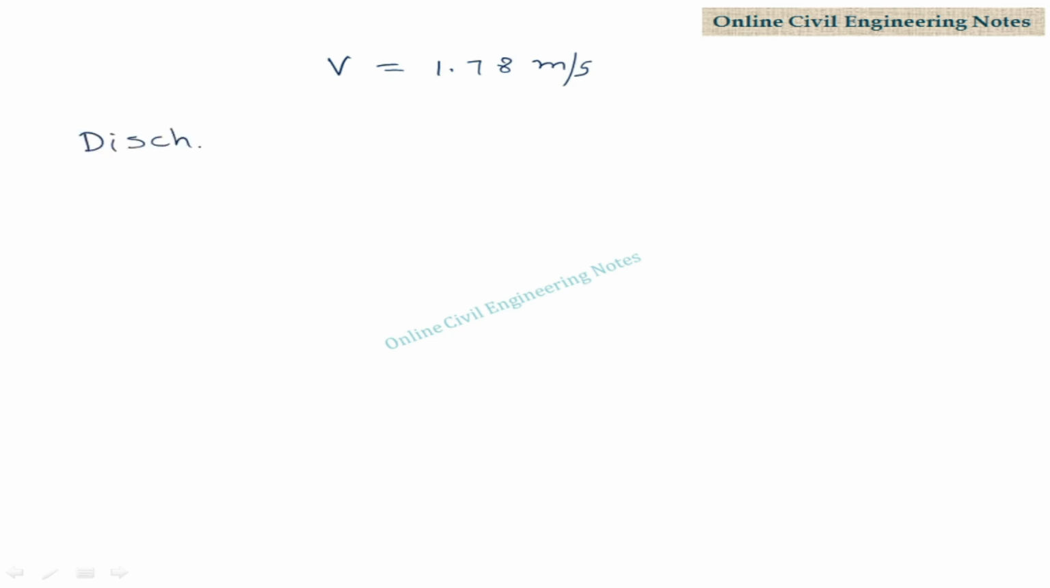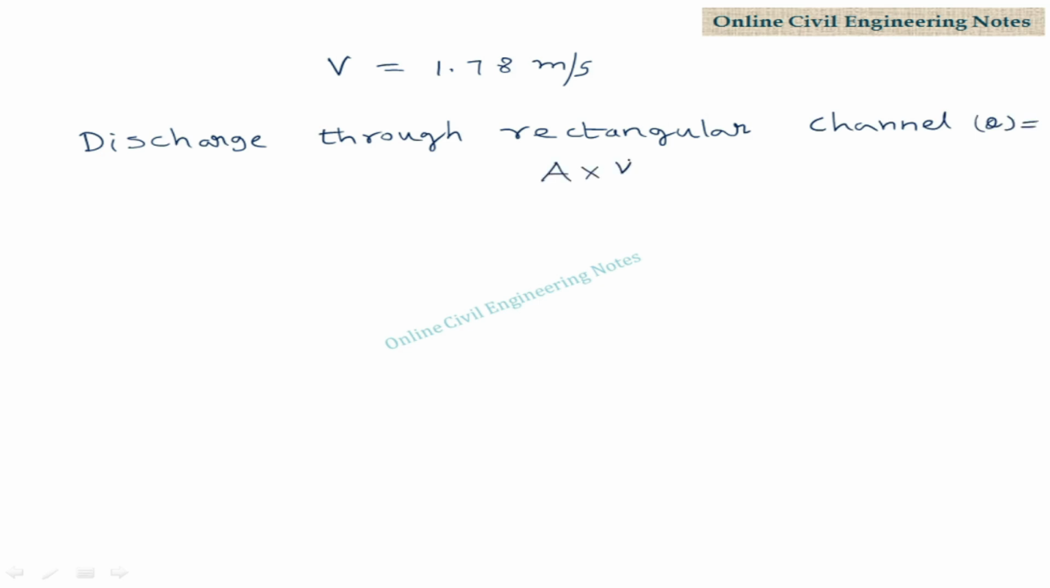Discharge through the rectangular channel, Q is equal to area into velocity. Area is 25.312, velocity is 1.78. The rate of flow is 45.055 meter cube per second.